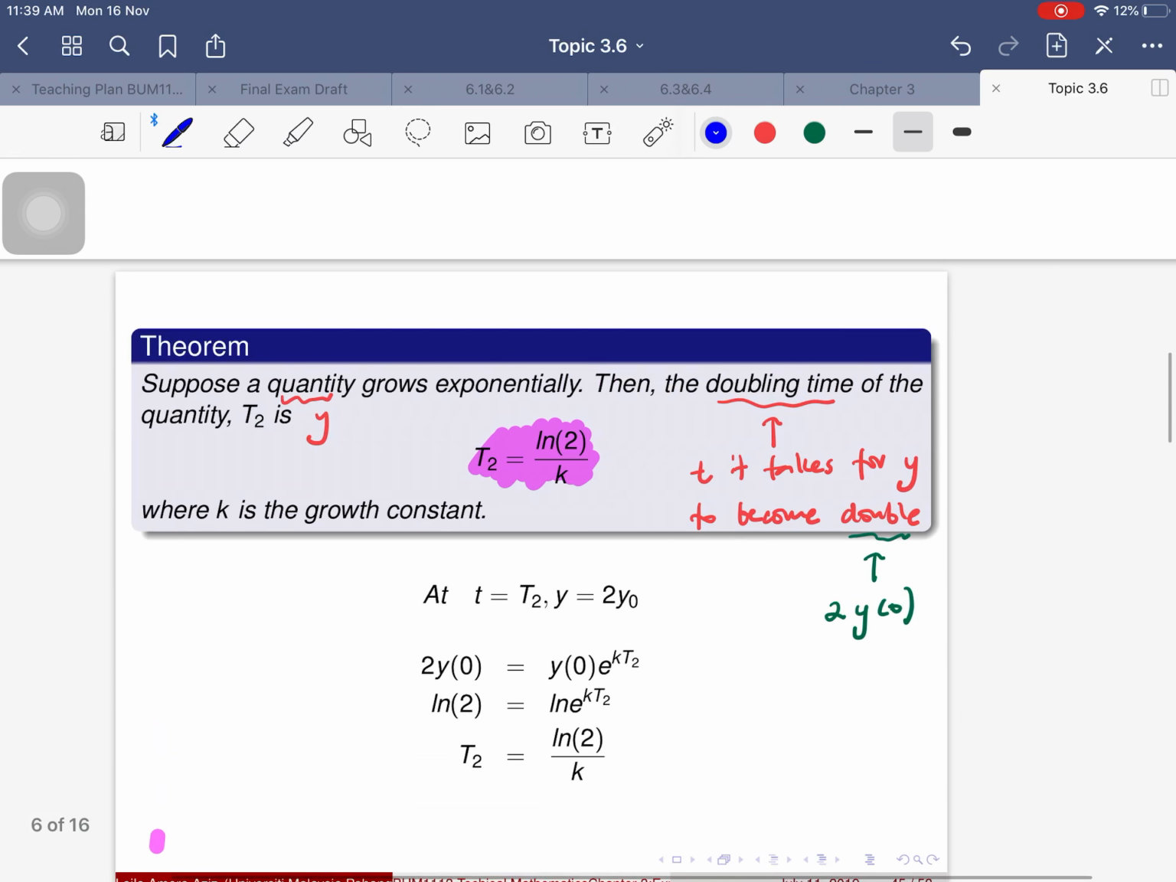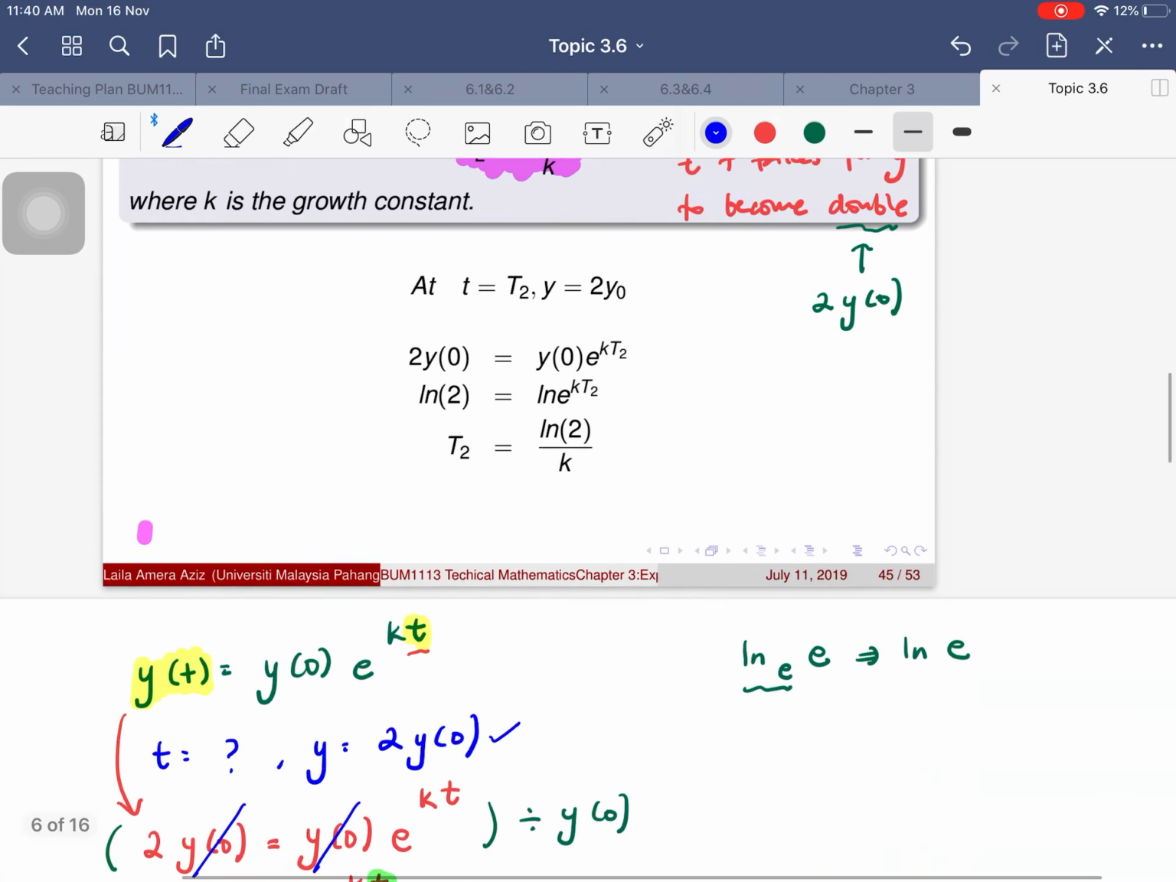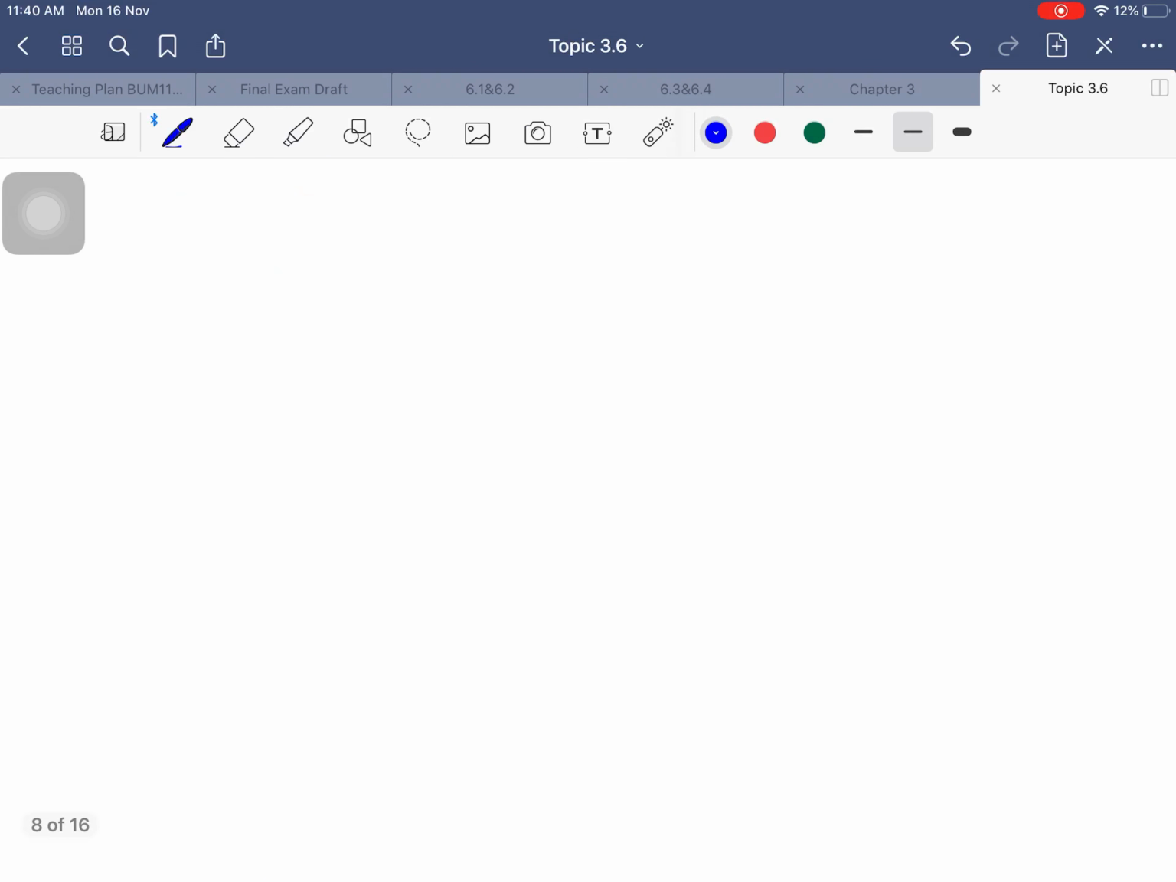So that's in terms of this theorem over here. Now let's have a look at an example.